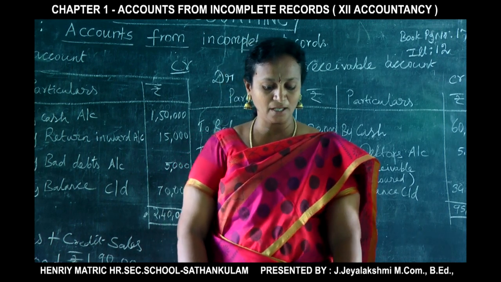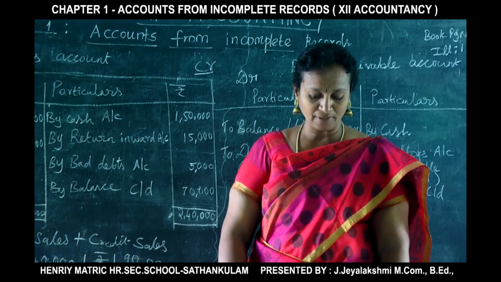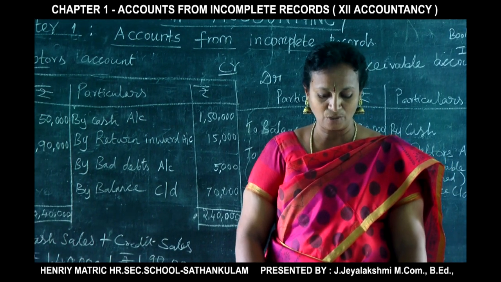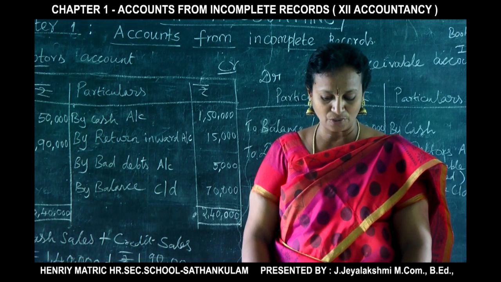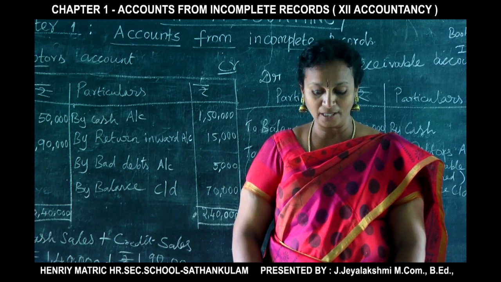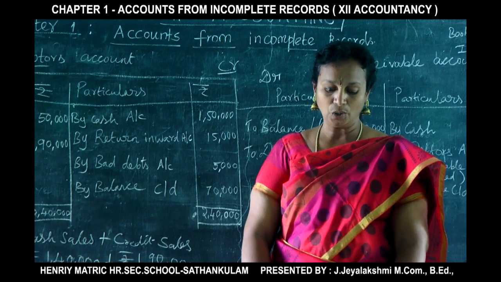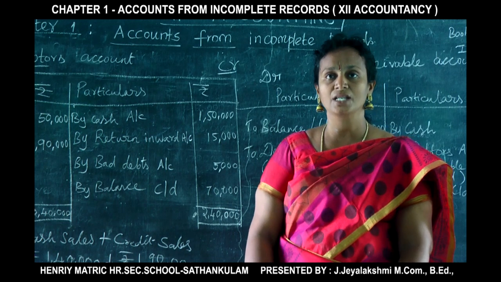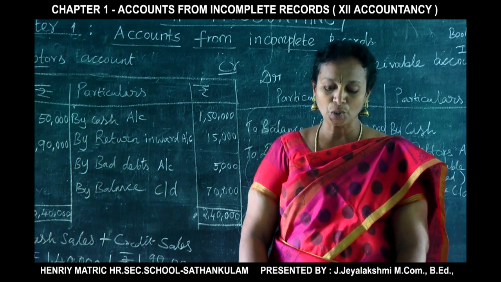See, debtors on 1st April 2018, 50,000. Cash receipts from debtors during the year, 1,50,000. Returns inward 15,000. Bad debts 5,000. Debtors on 31st March 2019, 70,000. Cash sales 1,40,000. See here, they asked us to calculate total sales, but here only cash sales are given. So what do we have to do? We have to find out total sales.